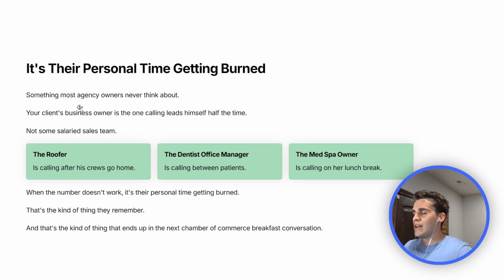So this is genuinely something most people just don't think about. They think, okay, well, they're mad about the money. No, they're mad about the fact that they could be doing so many other things with their time other than calling a list of leads that don't answer the phone and that make you look like a jackass.